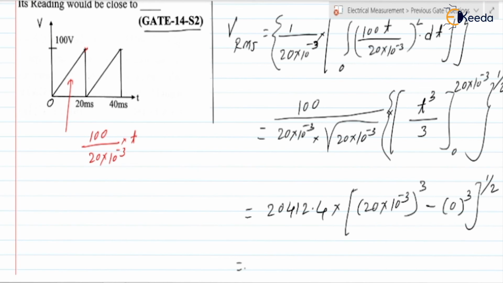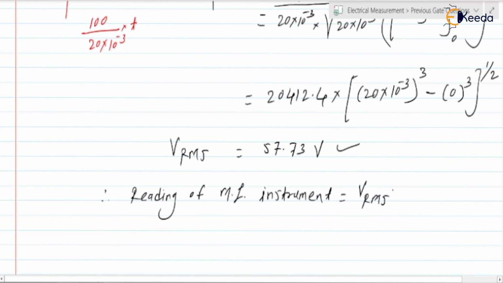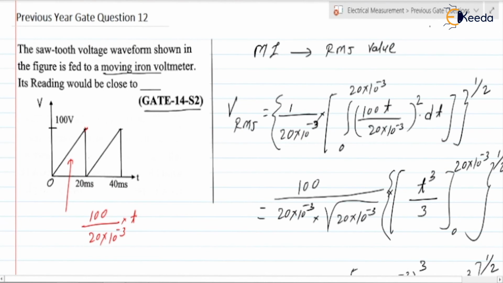So if you check, it is equal to 20412.4, so it will be 57.73 volt. This is the VRMS, so therefore reading of the MI instrument is equal to VRMS, RMS value of the voltage waveform, equal to 57.73 volt. Right, okay, be careful, the MI instrument measures only the RMS value, PMMC measures the average value.